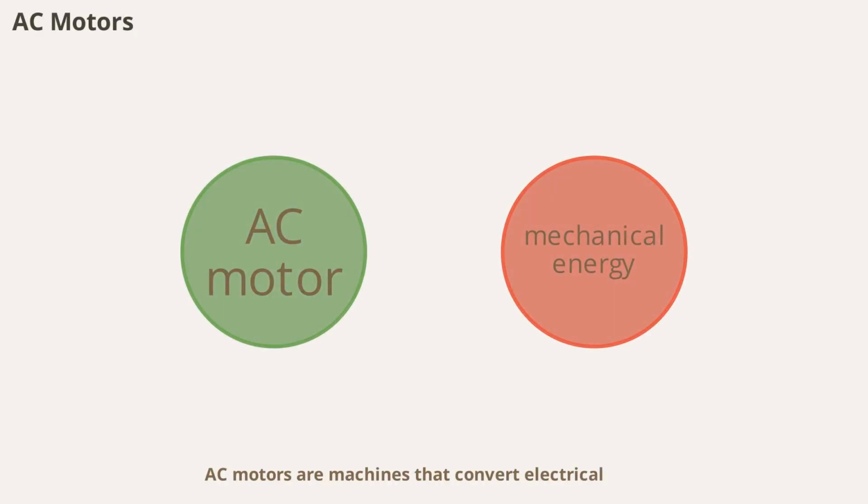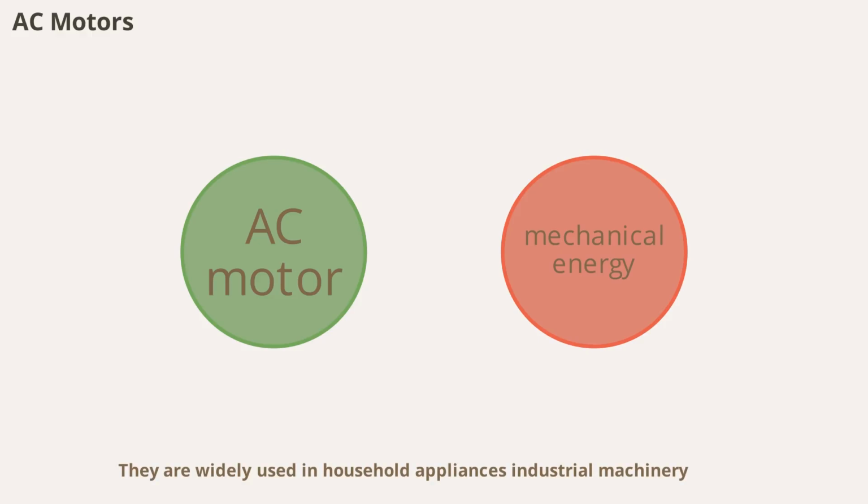AC motors are machines that convert electrical energy into mechanical energy using alternating current. They are widely used in household appliances, industrial machinery, and transportation. The operation of AC motors depends on the interaction between the magnetic field produced by the stator and the current in the rotor. Understanding how AC motors work is essential for designing and maintaining a wide range of electrical devices.